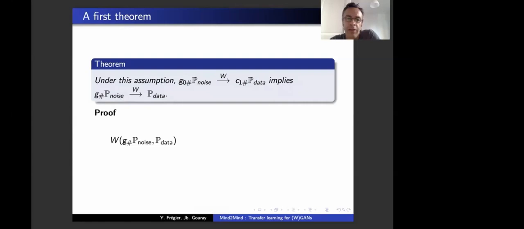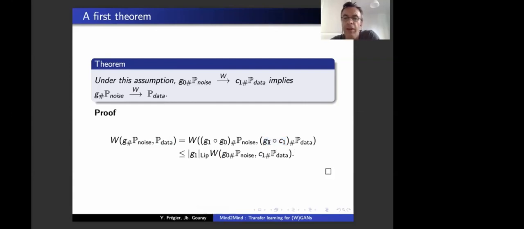So to say that the total GAN learns well just means that the Wasserstein distance between the push forward of the noise and the real data is small. So if we want to control it, we just need to do a majoration. I forgot how to say that. So here is how it goes. We use the definition of G. So G is G1 composed with G0. And then we use also the fact that G1 and C1 form an autoencoder, meaning that G1 composed with C1 is identity. So we have this equality here. And then we use a property of Lipschitz functions and Wasserstein distance, which says that the distance between the push forward of two distributions by a map is smaller than the Lipschitz constant of this map times the distance between the original distributions. And here we are. If this is small, then this is small.